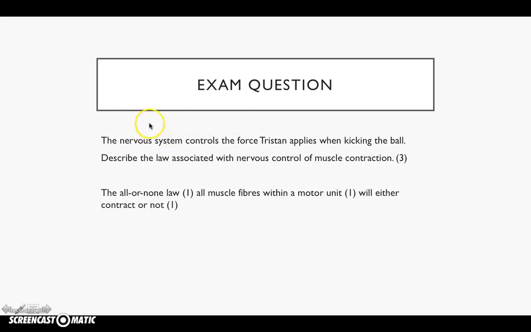So when you're describing the law associated with nervous control of a muscle contraction, the all or none law, that's one. It's to do with all muscle fibers within a motor unit, and what it talks about is it will either contract or not contract. Now, to give yourself a complete and clear chance of getting the mark, I would put as well: the law states that if the impulse is high enough, all muscle fibers will contract. If the nerve impulse is not high enough, none of the muscle fibers will contract.